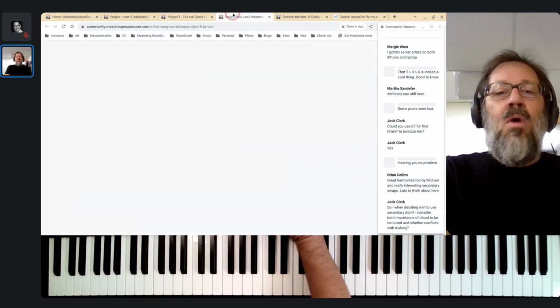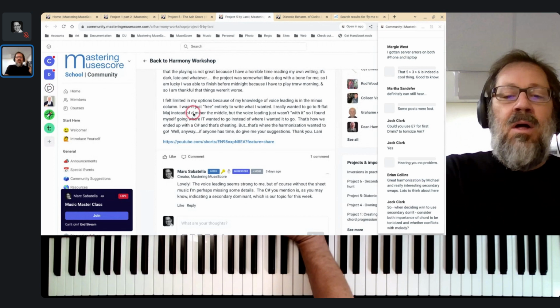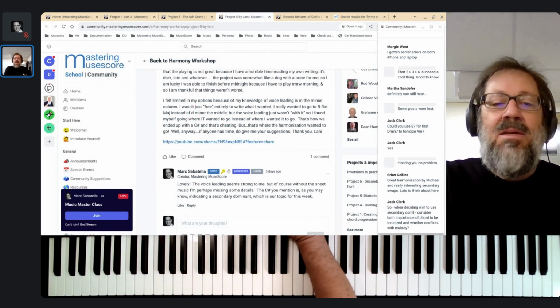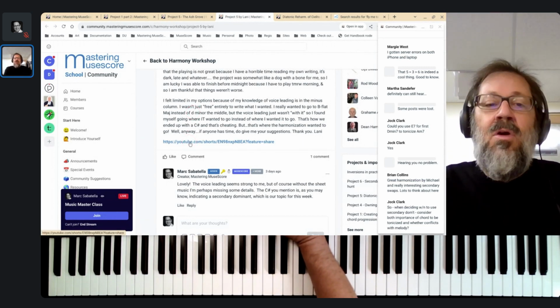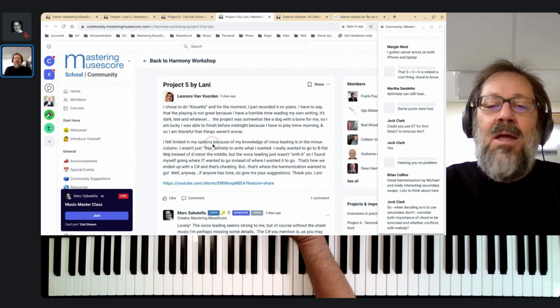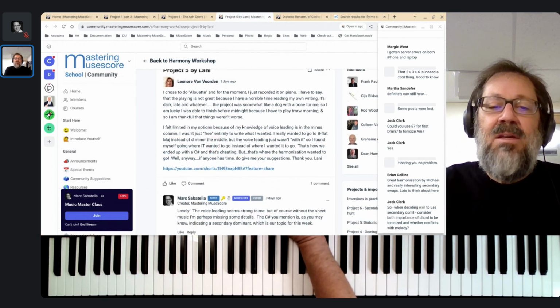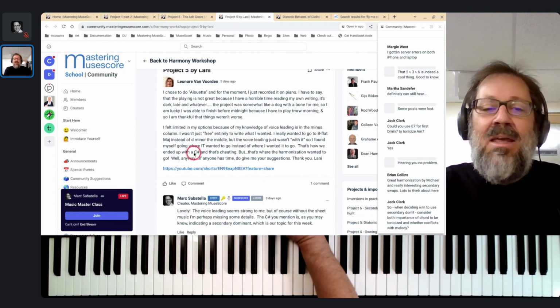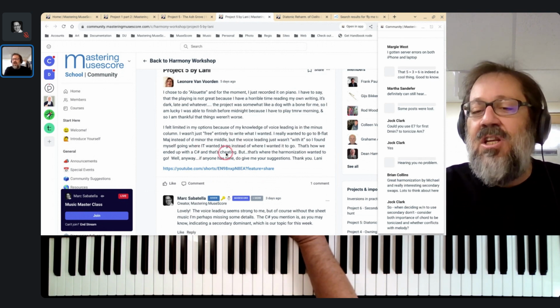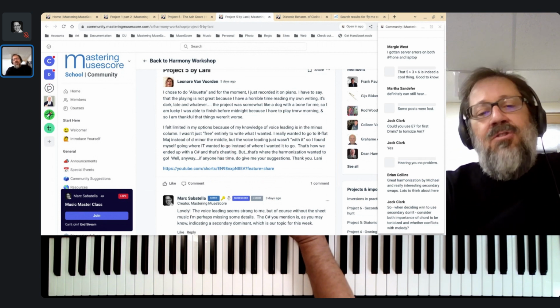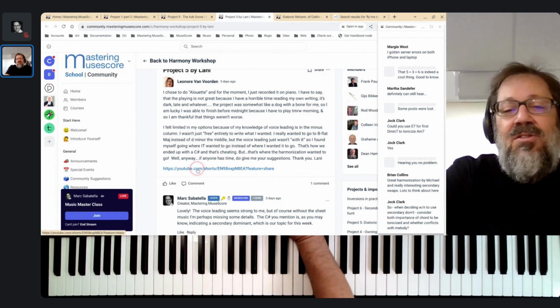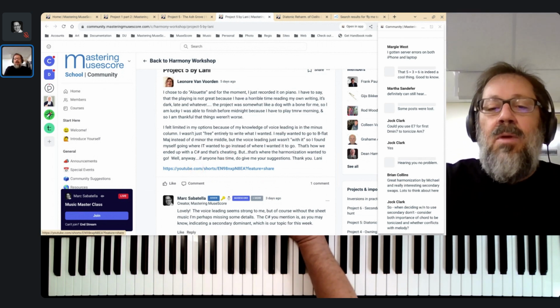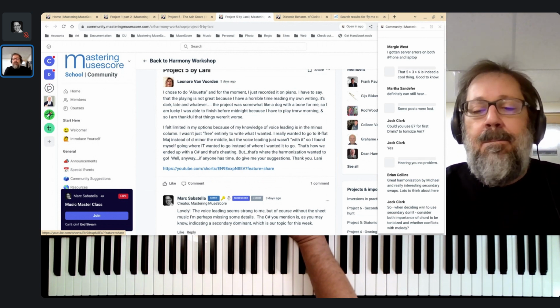I want to do one last thing and come back to Lonnie's piece here, and you all are going to listen. So she made a comment about recording this piece and not being comfortable with how she played it, and she ended up adding a C sharp, and that's cheating, is what she said. So by cheating, what she means is she added a non-diatonic note, and it actually created a secondary dominant.